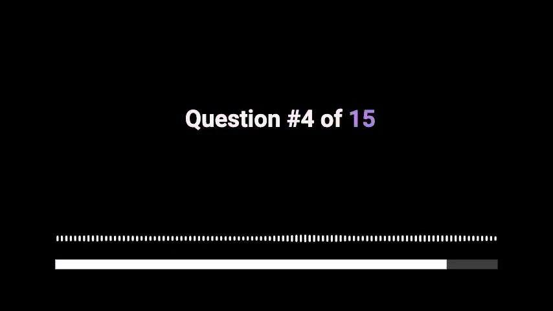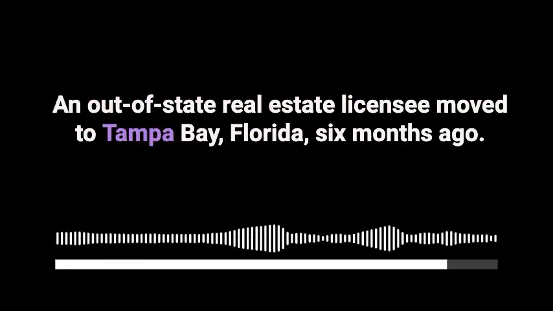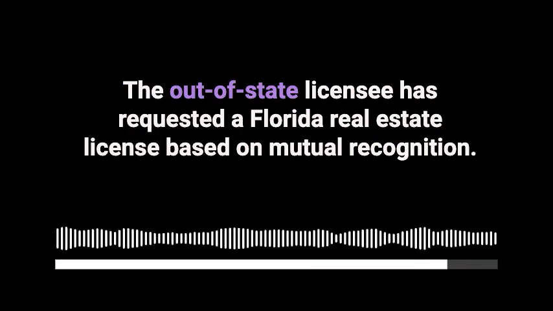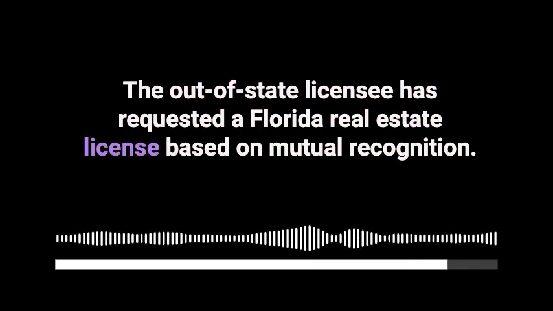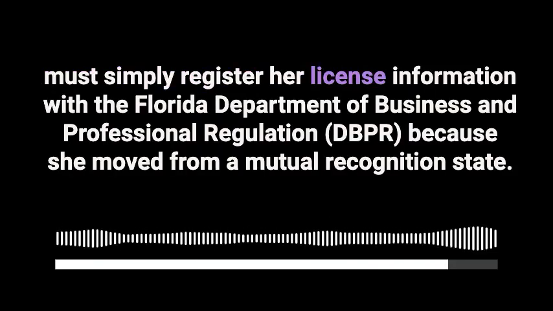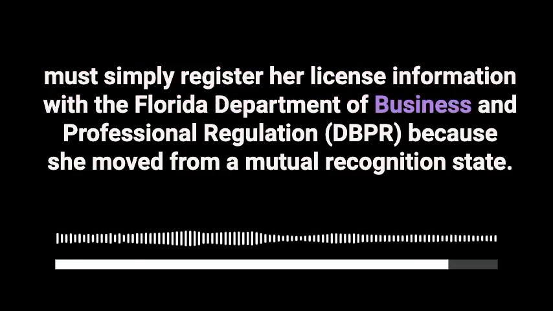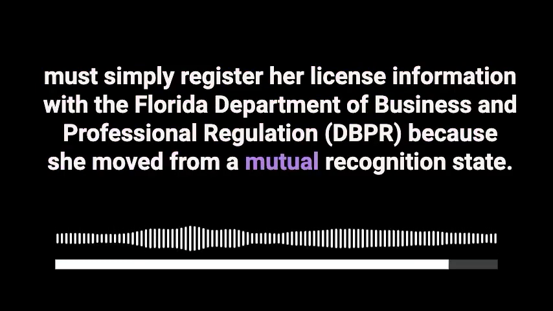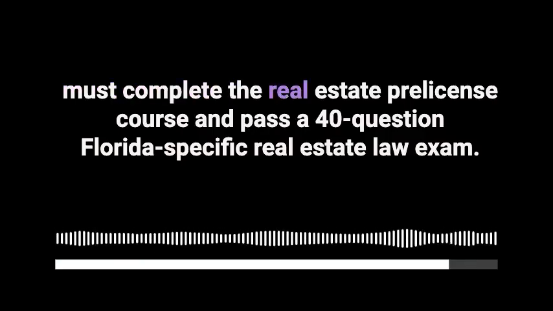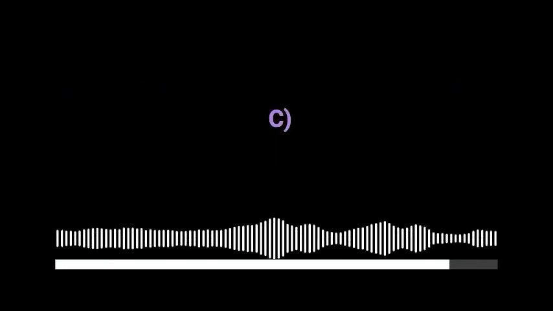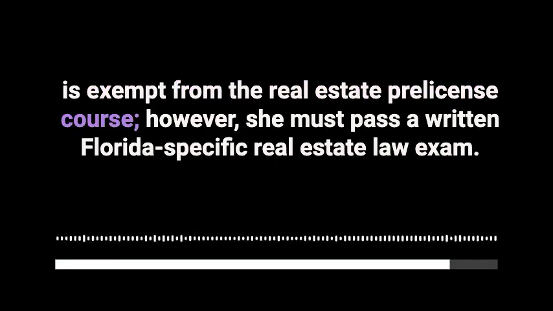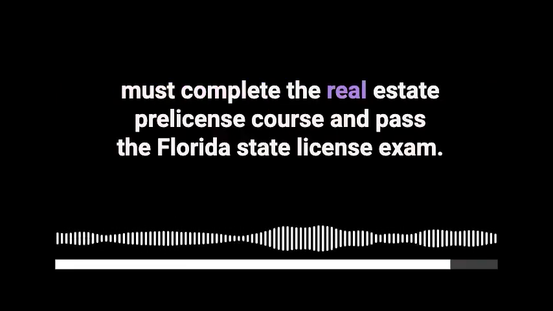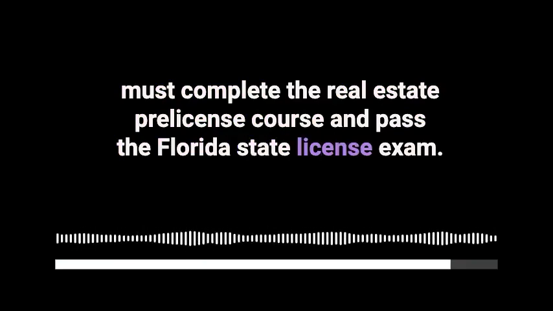Question number 4 of 15. An out-of-state real estate licensee moved to Tampa Bay, Florida, 6 months ago. The out-of-state licensee has requested a Florida real estate license based on mutual recognition. The out-of-state licensee, A. Must simply register her license information with the Florida Department of Business and Professional Regulation because she moved from a mutual recognition state. B. Must complete the real estate pre-license course and pass a 40-question Florida-specific real estate law exam. C. Is exempt from the real estate pre-license course, however, she must pass a written Florida-specific real estate law exam. D. Must complete the real estate pre-license course and pass the Florida State License exam.